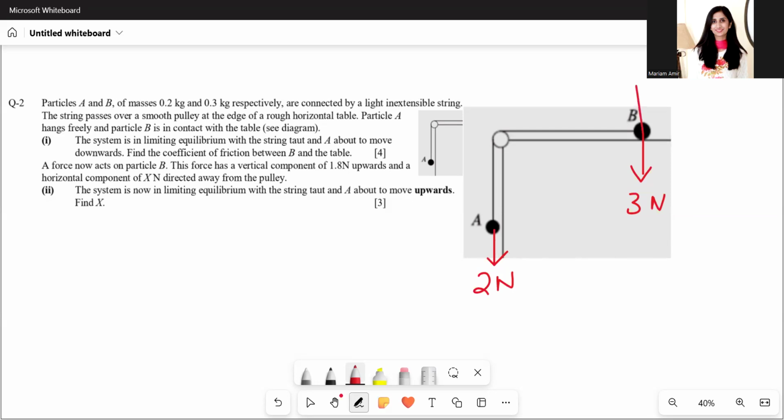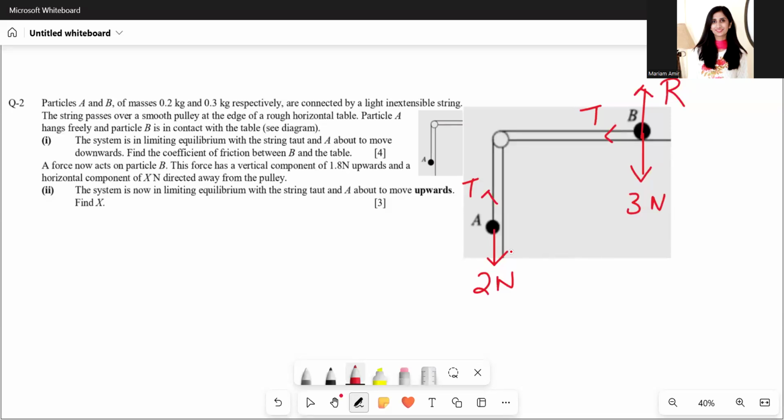So there's going to be a normal contact force here, R, vertically above the contact. There's going to be a tension away from the mass in this direction and tension away from the mass in this direction. And the string will have the same tension at points A and B because it's one string.